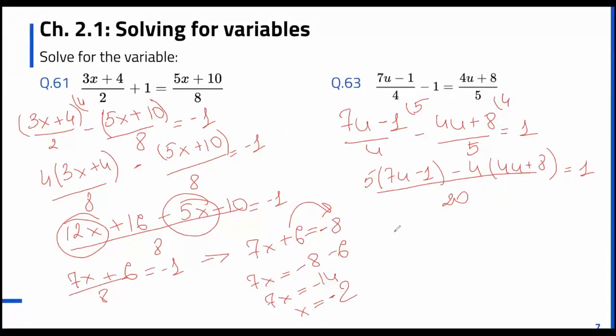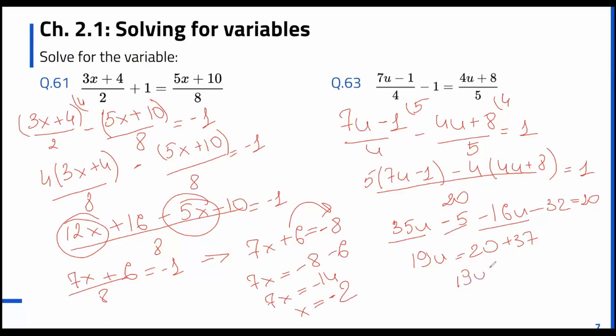So let's simplify the numerator. It is 35u minus 5 minus 16u minus 32 equals 20. Like I did 2 steps. 35 minus 16 is 19. And minus 5 minus 32 is minus 37. So we can have 20 plus 37 here. So 19u is 57 and u is 3.